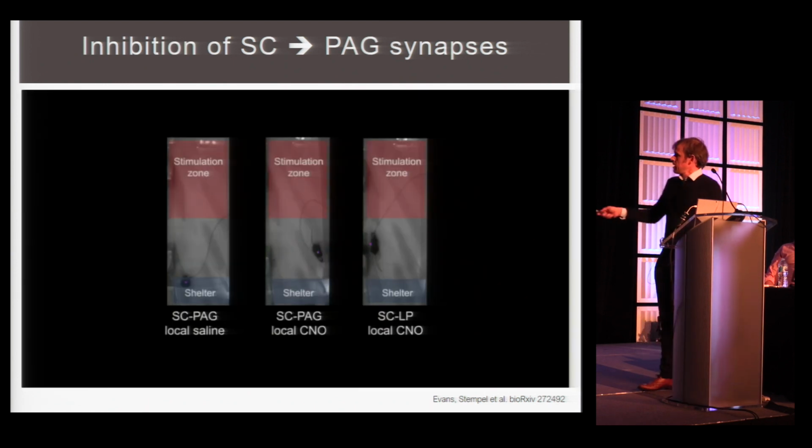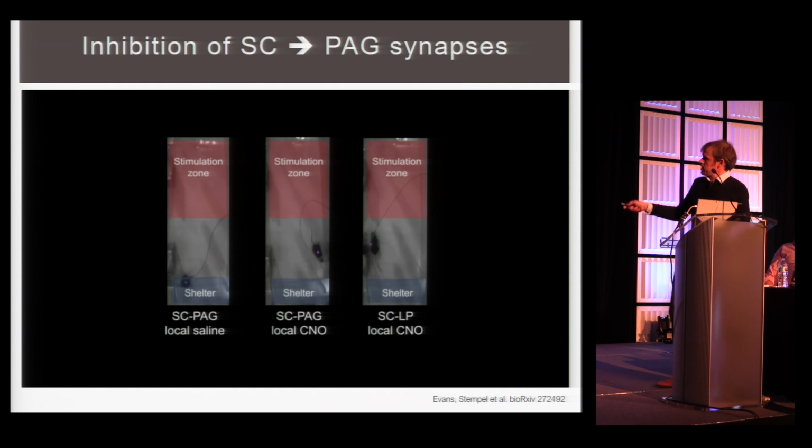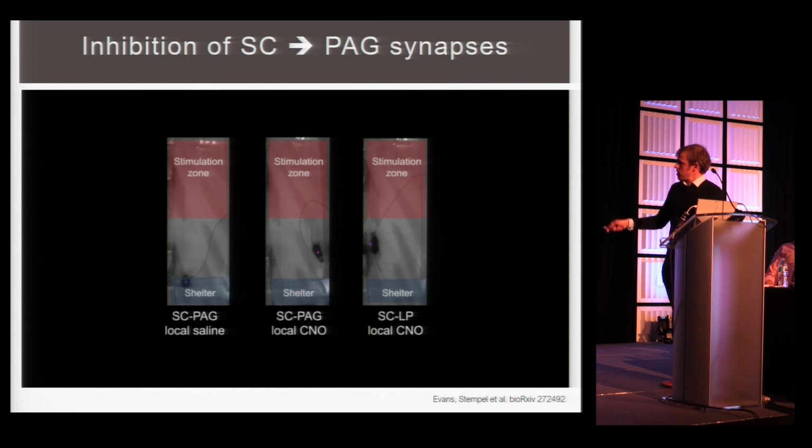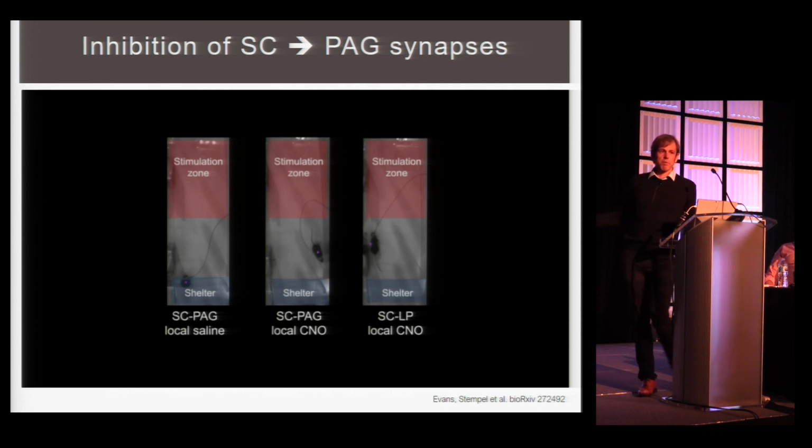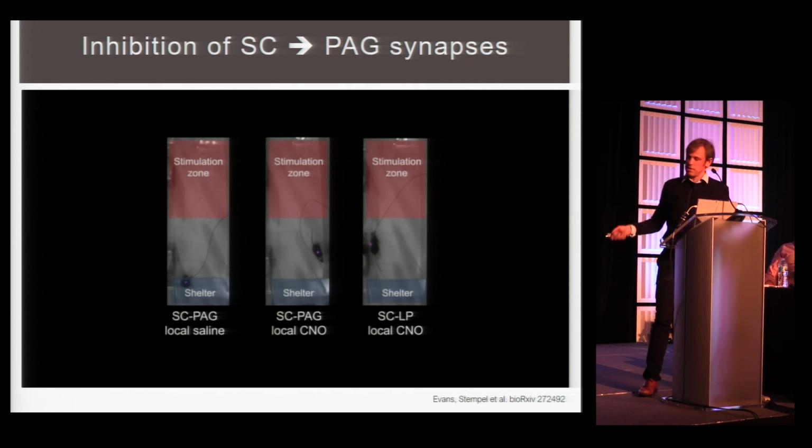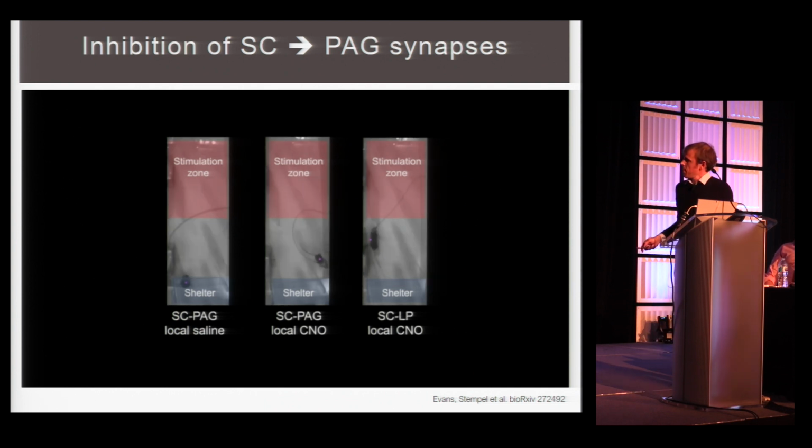So this is a video illustrating the effect. The one that we care about is here. This is local inactivation of the SC-PEG connection. This is the control of blocking a projection from the SC to the lateral posterior nucleus of the thalamus that has been involved in defensive behavior before, mainly freezing. And this is a saline control for the microinfusion.